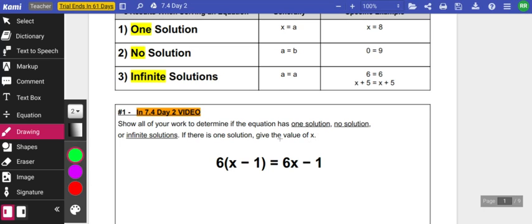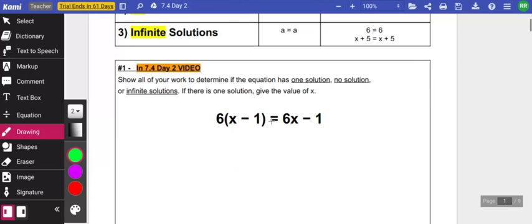So in our first example here, we're going to solve this equation and determine how many solutions there are. If there is one solution, we should give the value for the variable x. So I see parentheses. Let's eliminate those parentheses by using the distributive property. This is my first step to solve the equation. So 6 times x, that's 6x. 6 times -1, -6. I bring my equal sign down. On the right side, I have no parentheses, so I bring that stuff down as well.